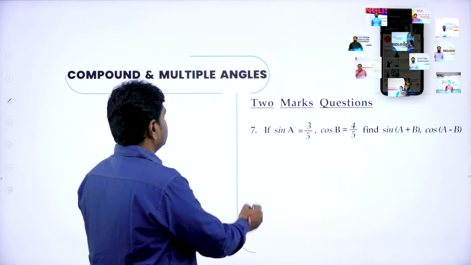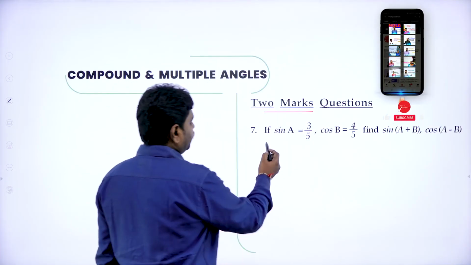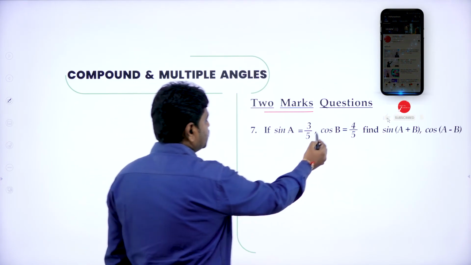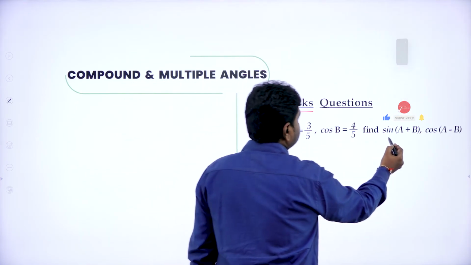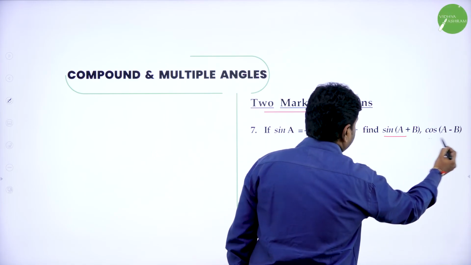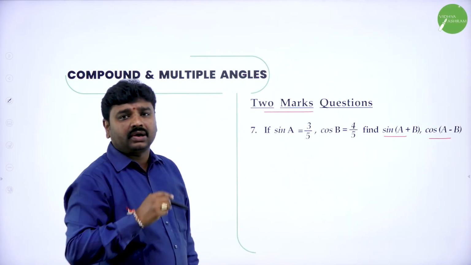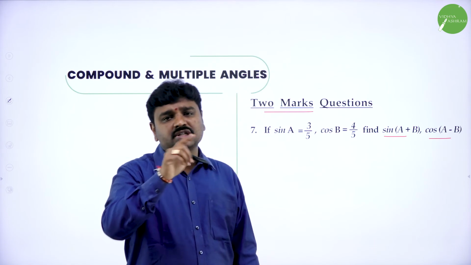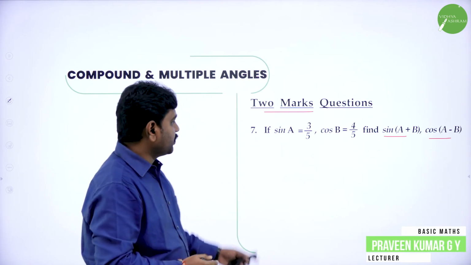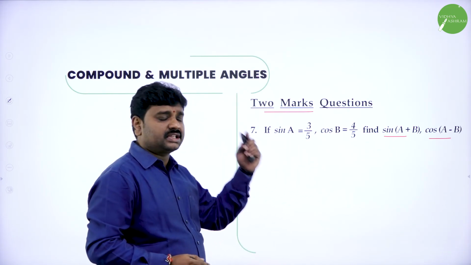So dear students, these are all standard 2 markers. They have given that if sin A is 3 by 5 and cos B is 4 by 5, they want you to find sin of A plus B and cos of A minus B. So you know compound angles. What is sin of A plus B? Sin A cos B plus cos A sin B. So from sin get cos and from cos get sin, then we can go ahead.